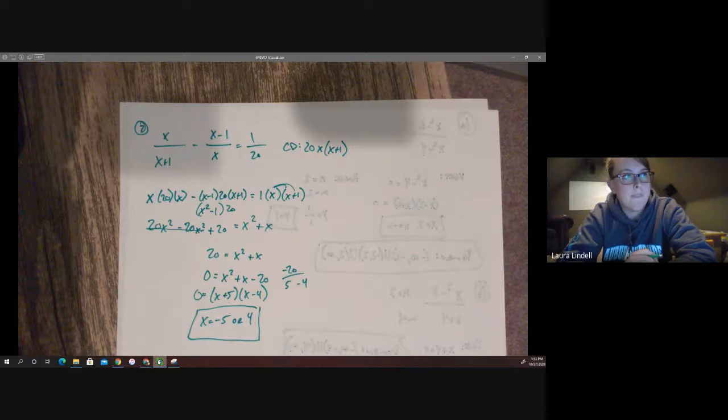Okay. Any questions from number 2? Any numbers we're not sure where they came from? Anything we're not sure why or how it happened?